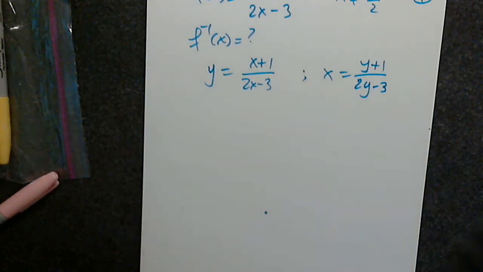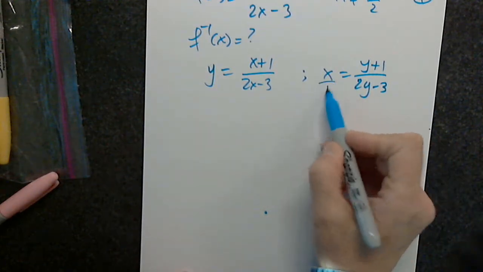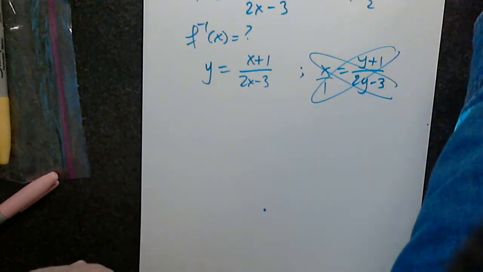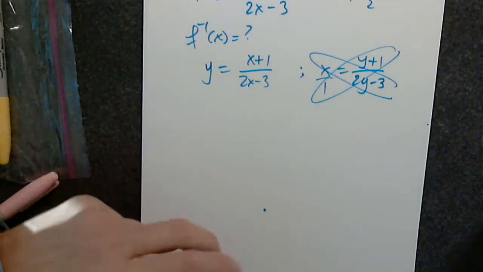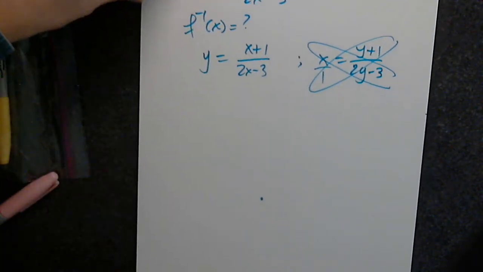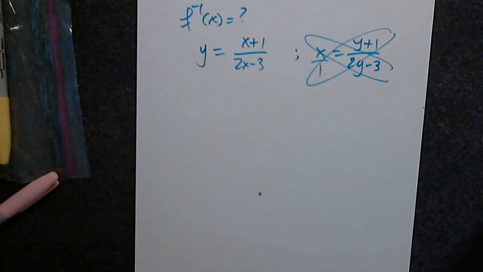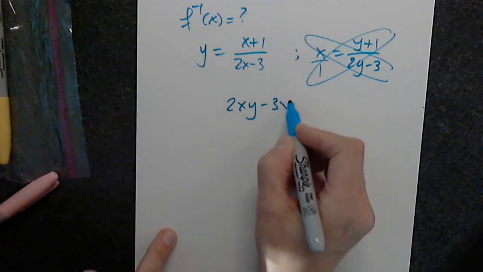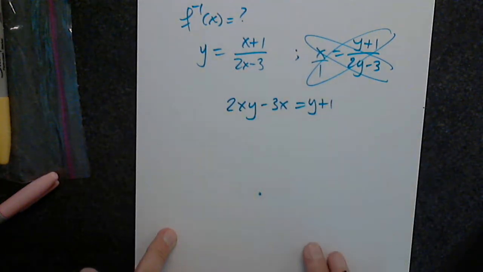We solved these a month and a half ago. I can't even remember. Multiply both sides by 2y minus 3. Or cross multiply because this is a proportion. It's the same thing. You don't have to change anything. I'm just saying it's easier to think in terms of cross multiplying because it's a proportion. So this is 2xy minus 3x equals y plus 1.